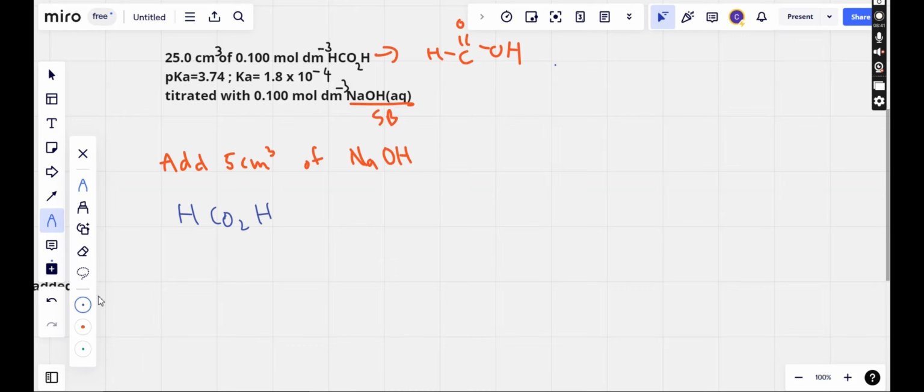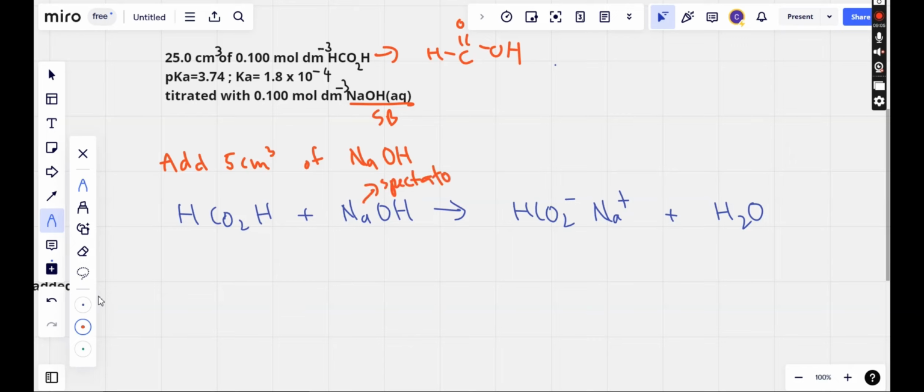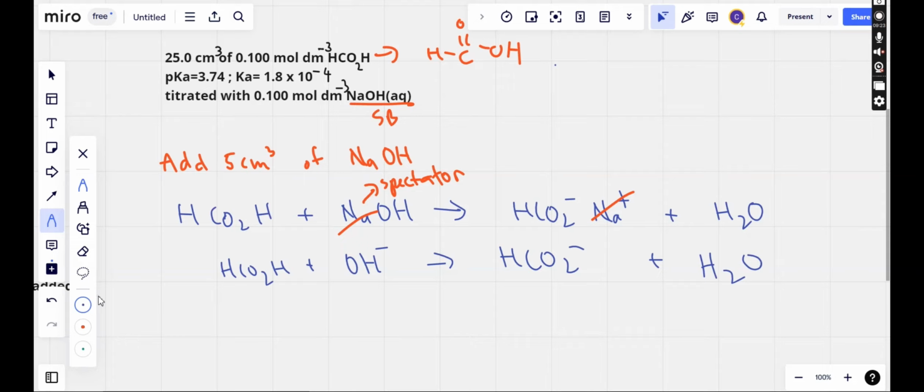So HCO2H plus NaOH, you form HCO2 minus Na plus plus H2O. So in this equation, the Na plus is just a spectator ion, right? So you can cancel this out to simplify your equation. It will become something like this: HCO2H plus OH minus forms HCO2 minus plus H2O.